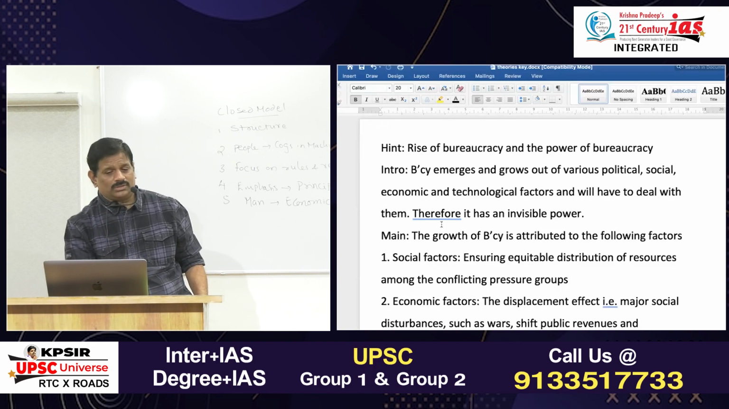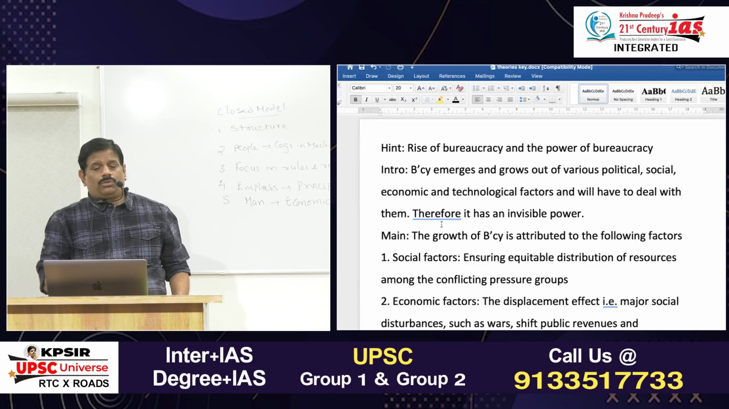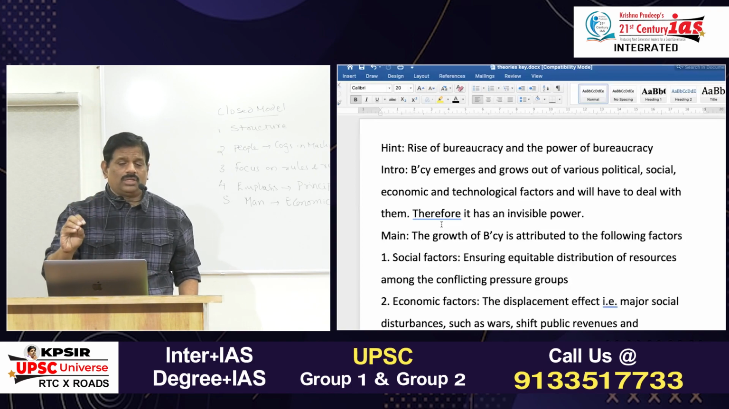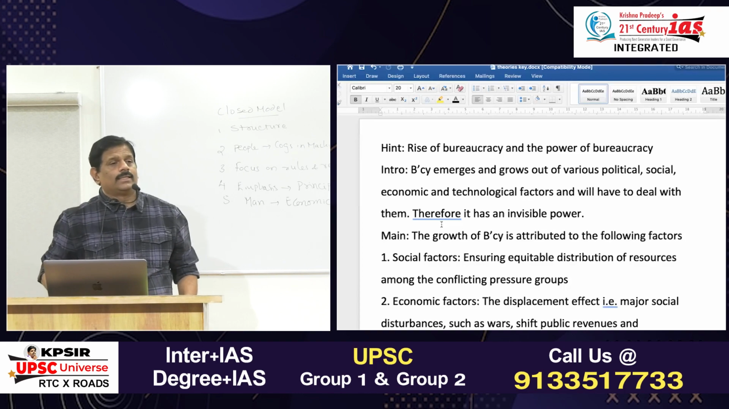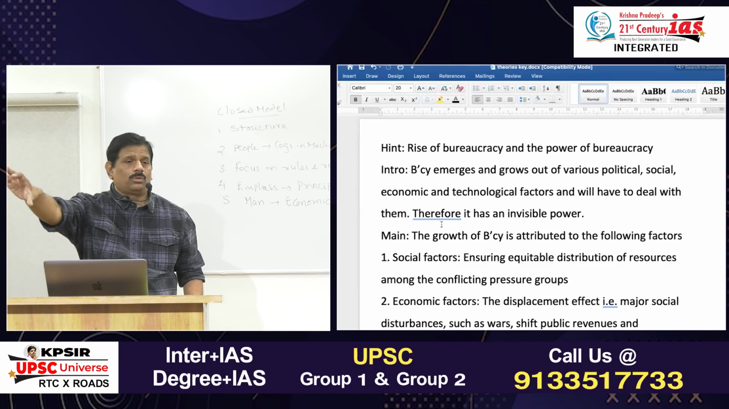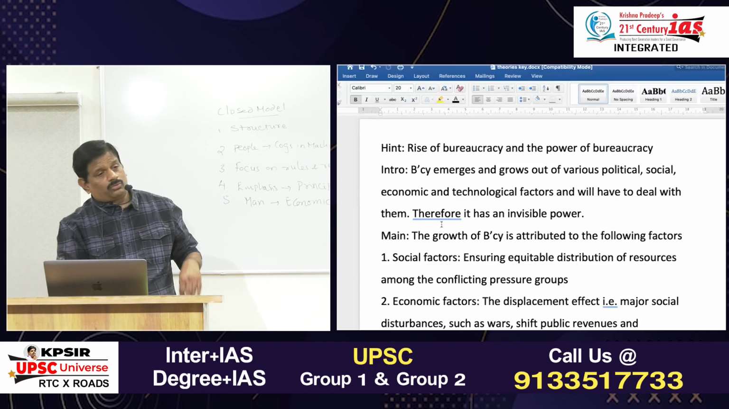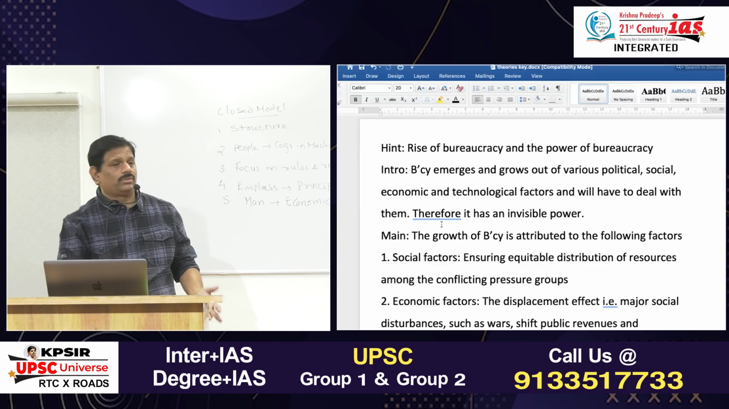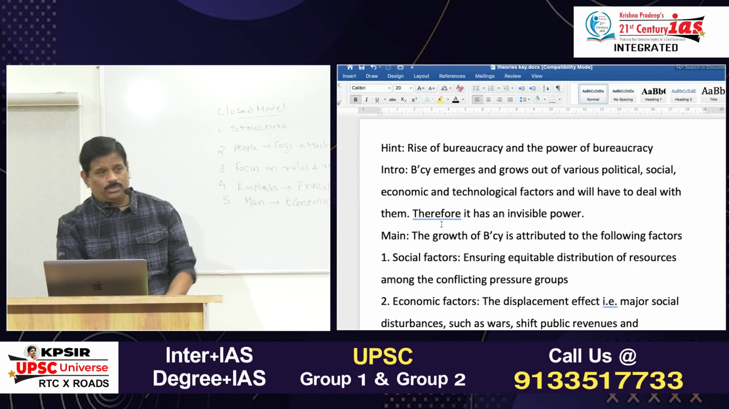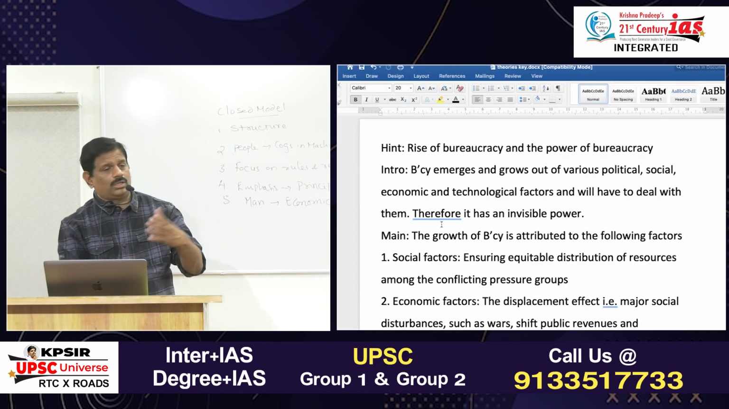How the character of the bureaucracy is. Power of the bureaucratic character. Here you have to talk about how bureaucracy emerges and grows out of the political, social, economic and technological factors. So even after 100 years of the concept of bureaucracy being proposed by Weber, it still continued to hold the sway despite the penetration of technologies. Despite whatever technology is penetrating into the system, bureaucracy is not eliminated. Though various scholars have talked about the alternative to the bureaucracy, bureaucracy did not get eliminated.